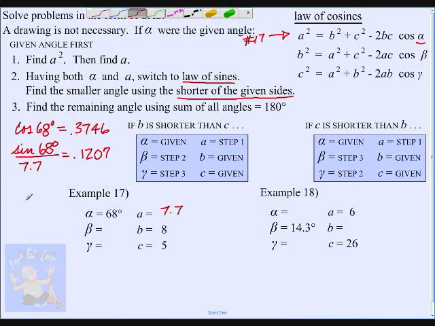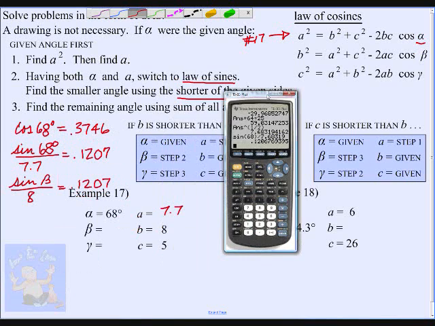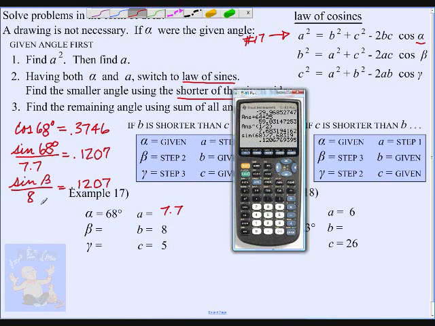0.1207. So beta, sine of beta, which we do not know, over its opposite side is going to have the same ratio. Law of sines is really a neat one, isn't it? It's actually pretty quick to use too. So I multiply this times 8, and now I know that my sine of b is 0.96, etc.